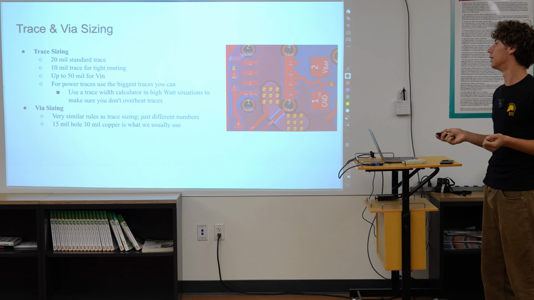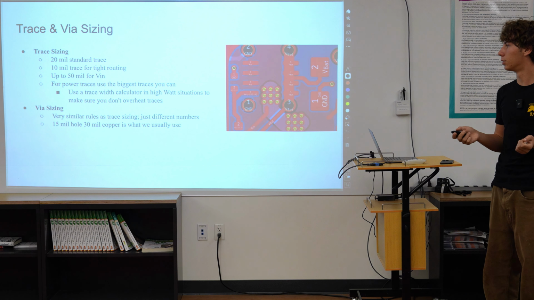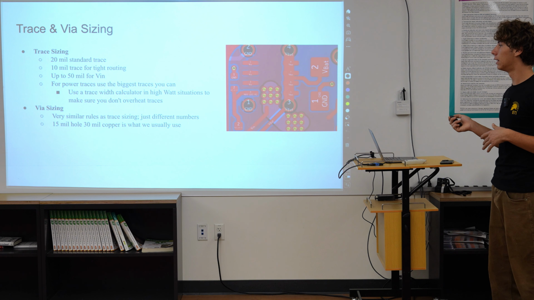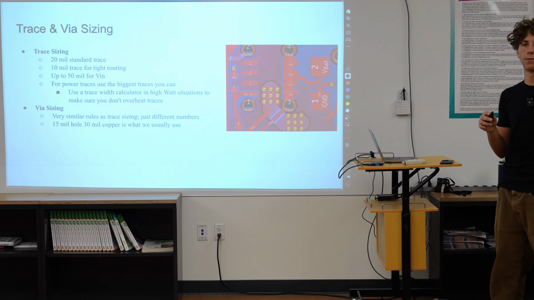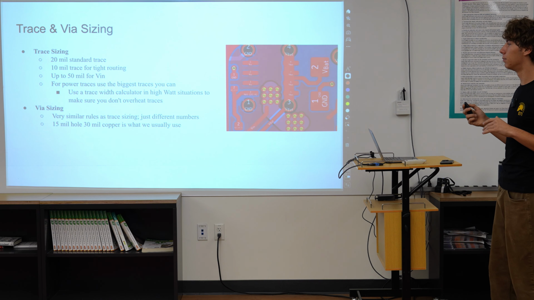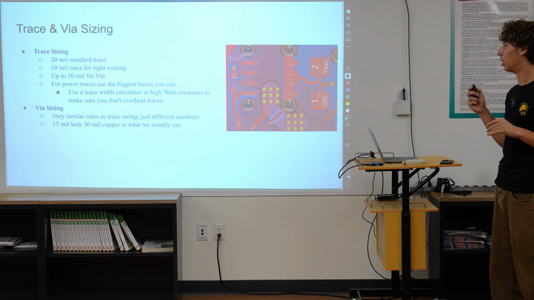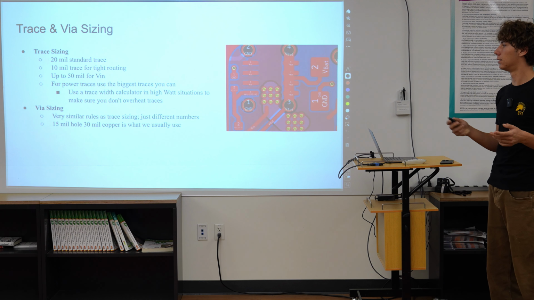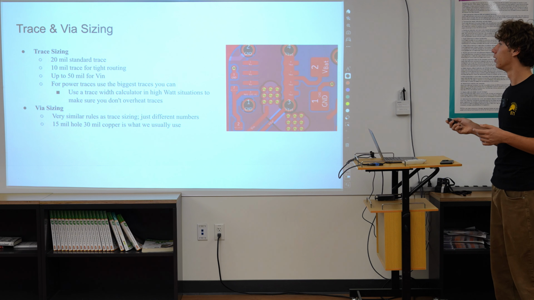And then via sizing. Via sizing rules are going to be similar to trace sizing, just we're using different numbers. We tend to have the hole be about half the size of the copper. So we're usually going to use a 15 mil hole and then 30 mil copper, or a 20 mil hole and then 40 mil copper. Mil is a thousandth of an inch, if you don't know.